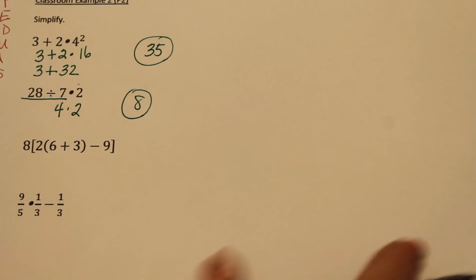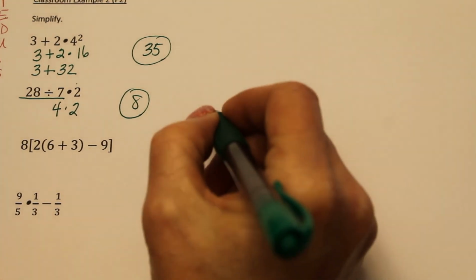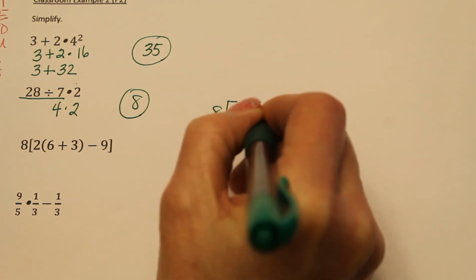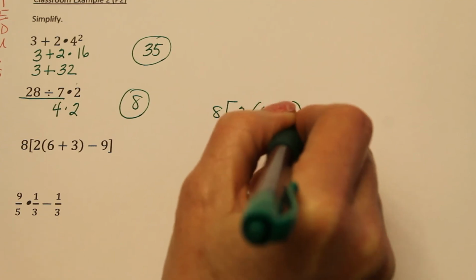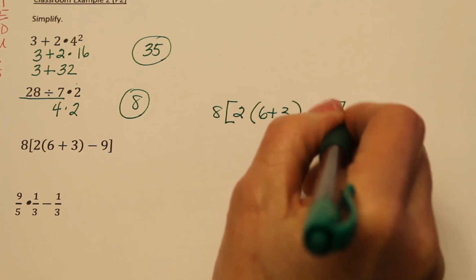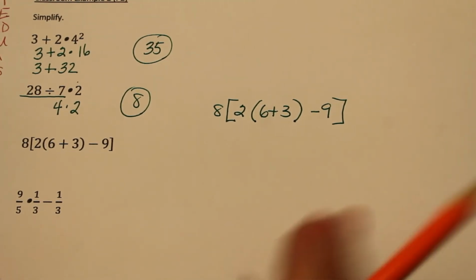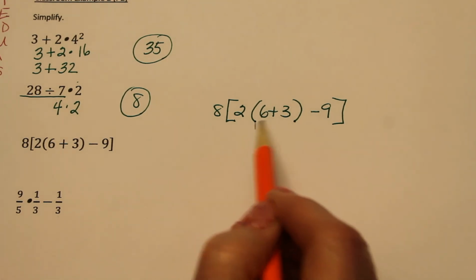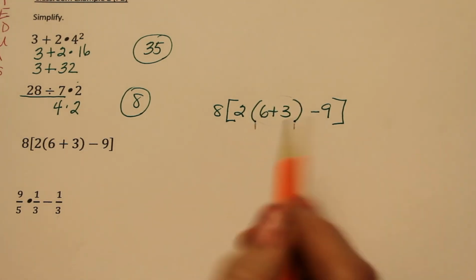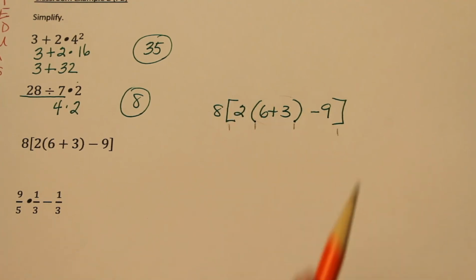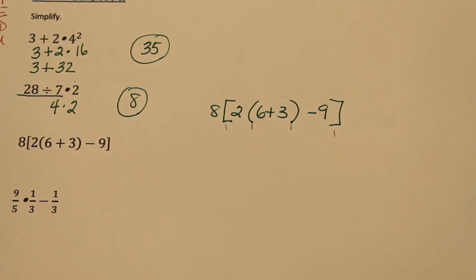Okay, this next one, I'm going to write this over here to give myself a little more room. We have 8 times 2 times 6 plus 3 minus 9. And this is kind of nice when they have the type of parens and brackets matching. We know that this is the start and this is the end of this operation. You always work from parens from the inside out.